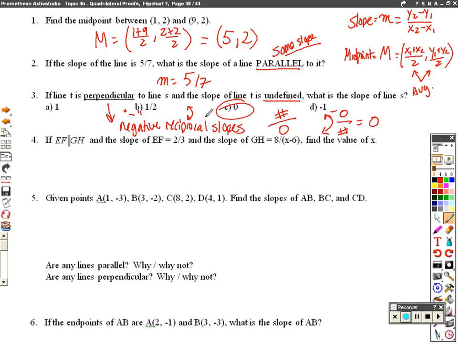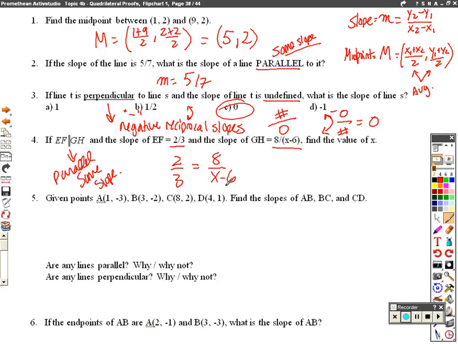Alright, moving on to number 4. EF and GH are parallel. The slope of EF is 2/3. The slope of GH is 8 over (x minus 6). Parallel, once again, means same slope. So 2/3 equals 8 over (x minus 6).